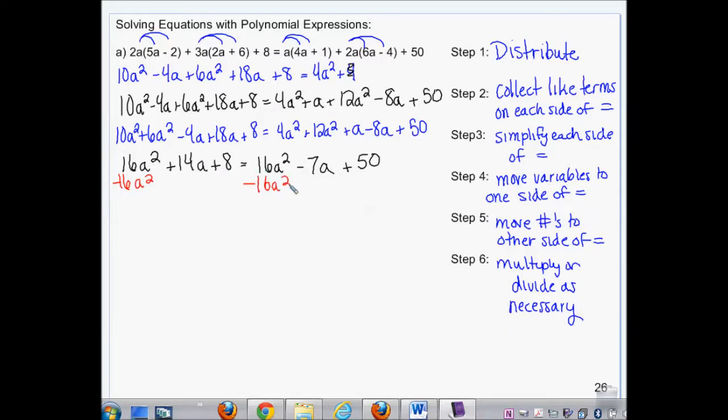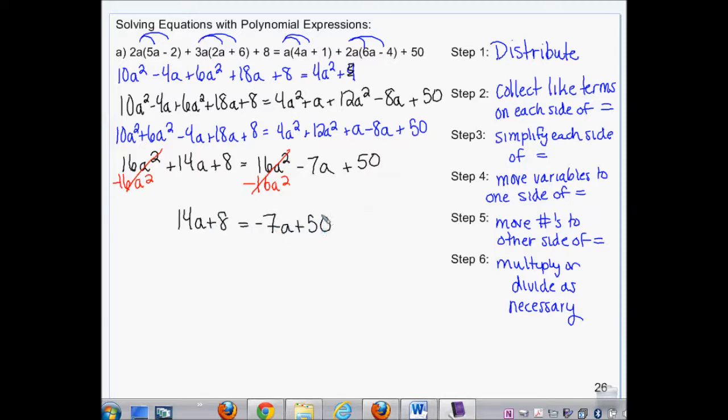And look what's going to happen. They cancel. 16 minus 16, 16 minus 16. Gone. They're gone. And then that leaves 7a. That would be 7, I think. It would be positive 7a.